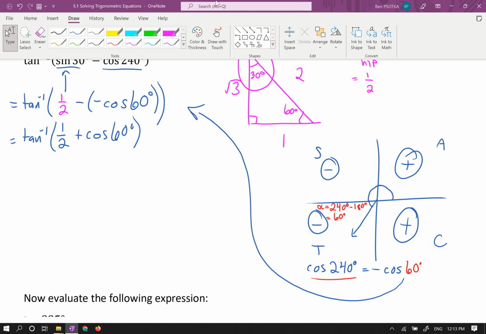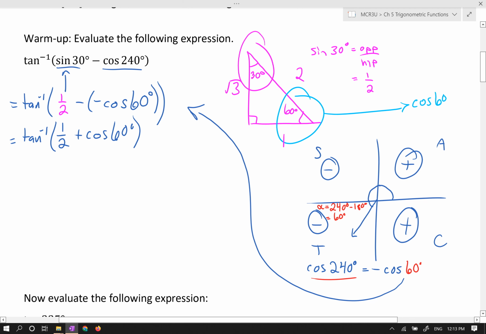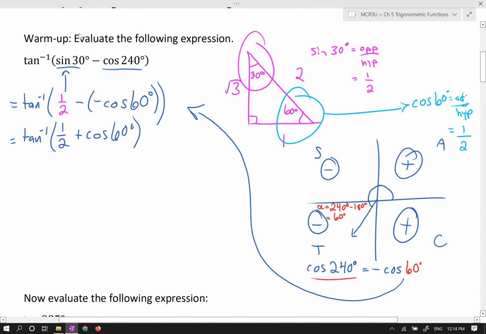I can evaluate the cosine of 60 degrees using the exact same special triangle that I've already sketched. This time I'm working over here, and I'm working with the cosine. So the cosine of 60 degrees, I know is going to be my adjacent side to 60 degrees divided by my hypotenuse. Fantastic. My adjacent side is 1, my hypotenuse is 2. This trig ratio is equal to 1 over 2 as well. So I'm working over here. I can simplify this okay. So I'm working with the inverse tangent of 1 over 2 plus 1 over 2.